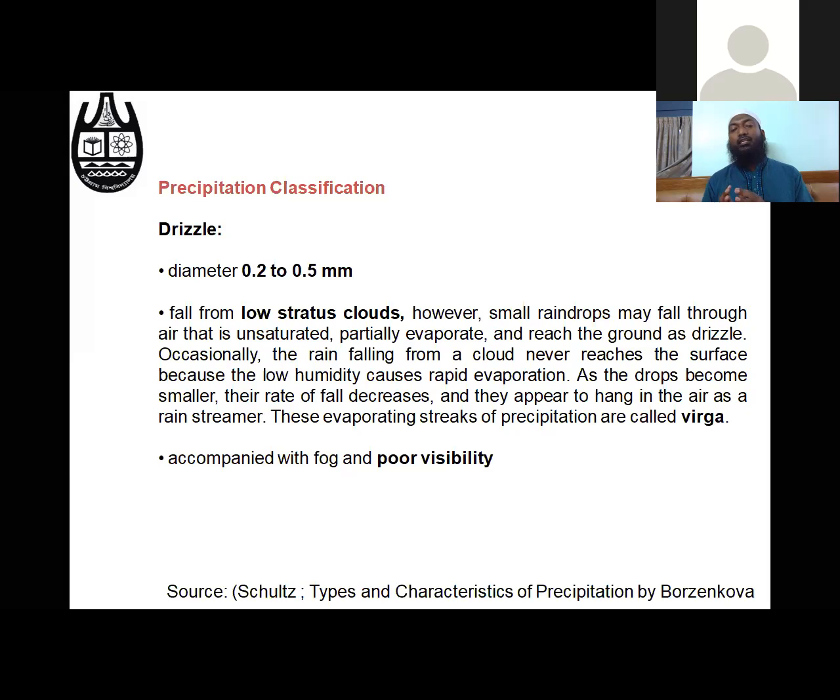So virga is a type of precipitation, streaks of precipitation hanging in the atmosphere, and it is not fully raindrops, but relatively very minute type of drizzle possibly floating in the air. And drizzle causes poor visibility, obviously, and this can also be accompanied with fog. So this means drizzle.